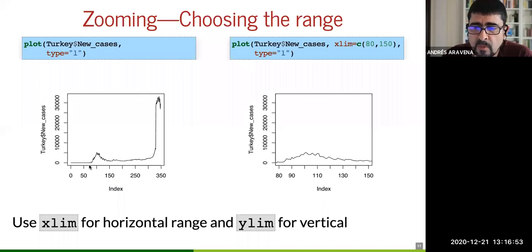Here in particular, I want to focus on this range between day 80 and day 150, which is the first peak. How do I do it? Well, I essentially say that the limit is a vector with two values. So c is to make a vector, and you have the minimum value and the maximum value. That essentially makes the line start here and finish here. Still, the vertical is depending on all the data. If I wanted to make the real zoom, I probably have to also specify the Y limit.